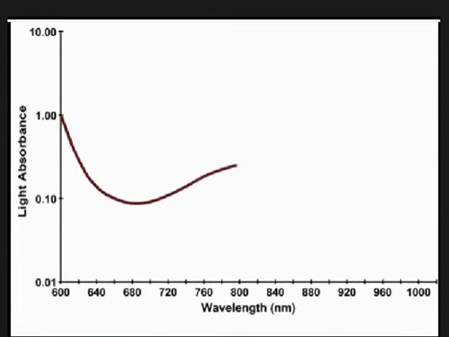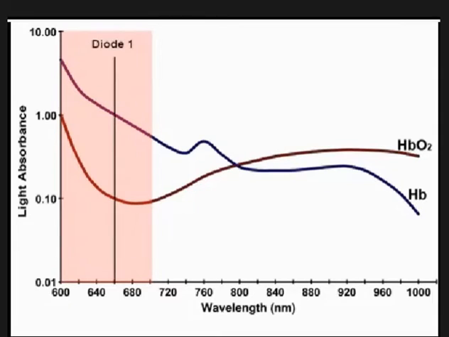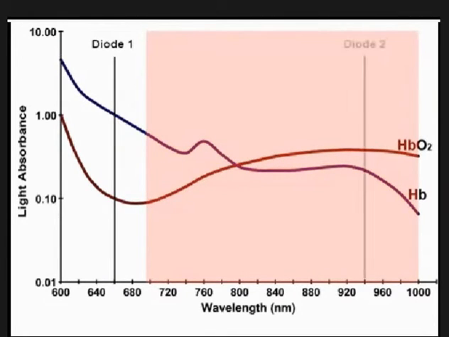Pulse oximeters function on the principle that oxygenated and deoxygenated hemoglobin absorb red and infrared light differently. The light absorption of deoxyhemoglobin is greater at wavelengths of 600 to 800 nanometers, while the light absorption of oxyhemoglobin is greater at wavelengths of 800 to 1000 nanometers. One light-emitting diode emits light in the red spectrum at a wavelength of 660 nanometers, at which the light absorption of deoxyhemoglobin is greater than that of oxyhemoglobin. The other diode emits light in the infrared spectrum at a wavelength of 940 nanometers, at which oxyhemoglobin absorbs more light than deoxyhemoglobin.